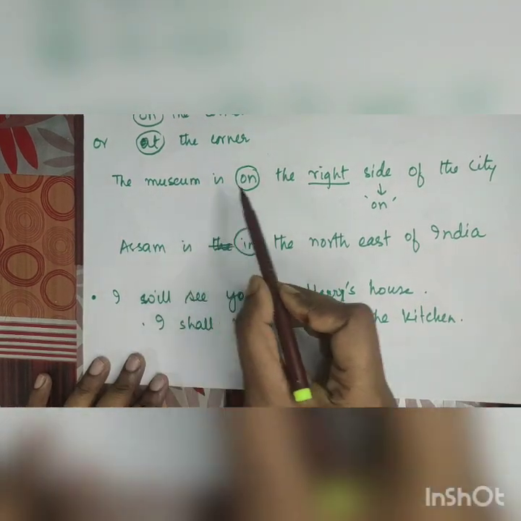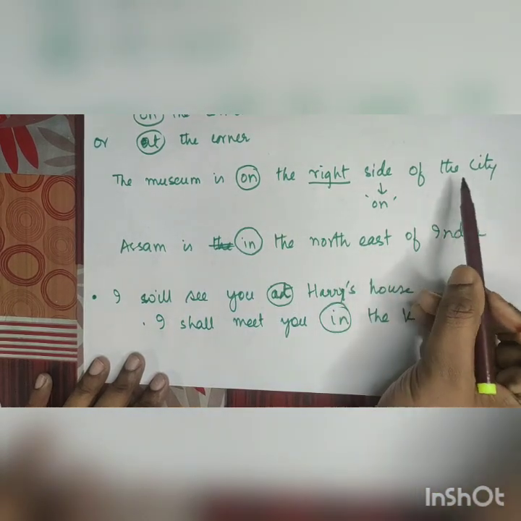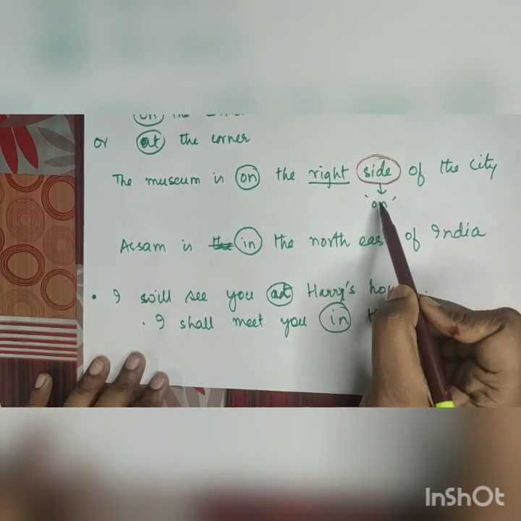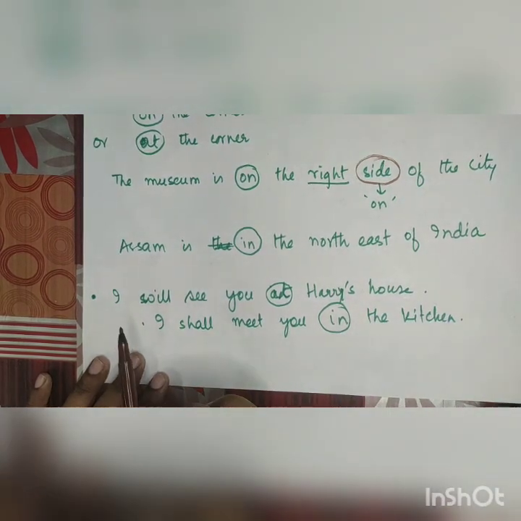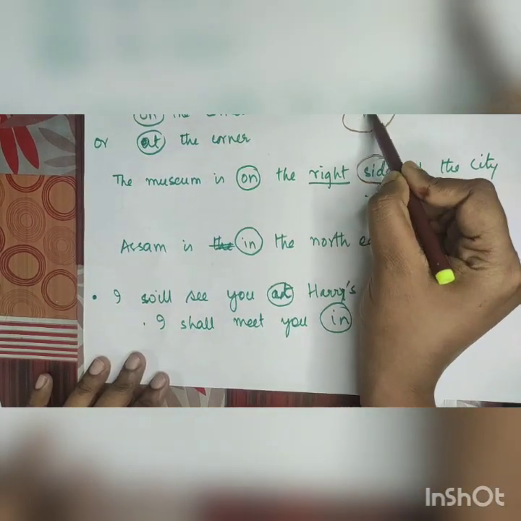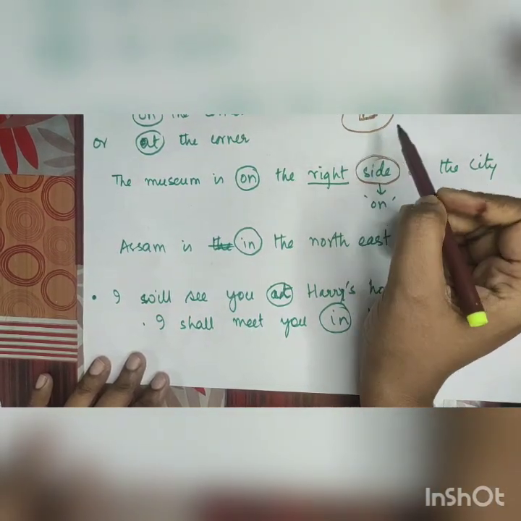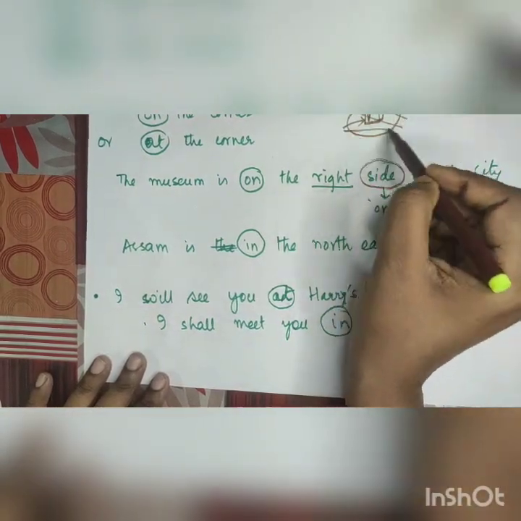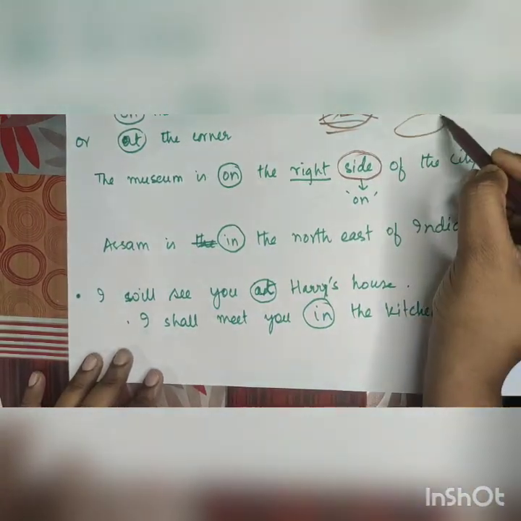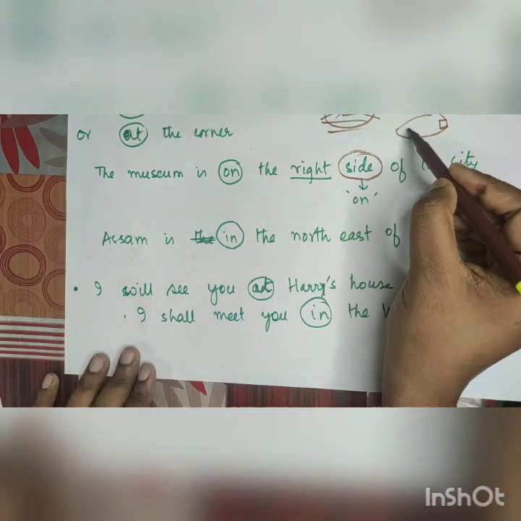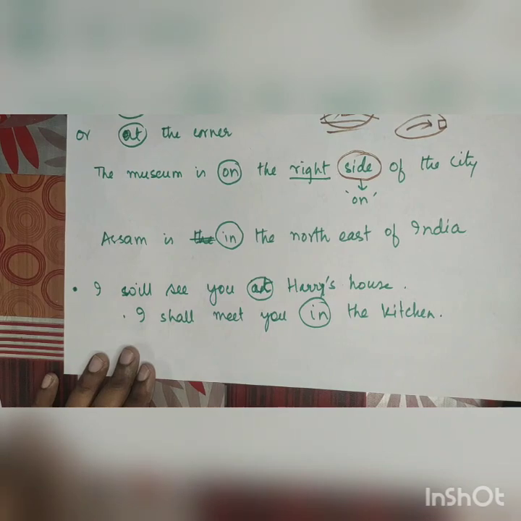The museum is on the right side of the city. When we mention side, we always use "on". Like you have a city and here you have the museum. So it is on the right side of the city, you can say. Sorry, this is a wrong diagram. This is the city and here is the museum. So you can say that the museum is on the right side of the city.